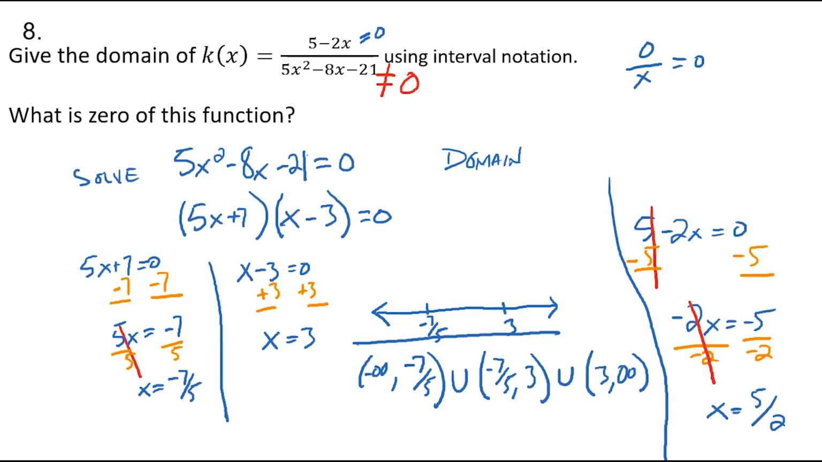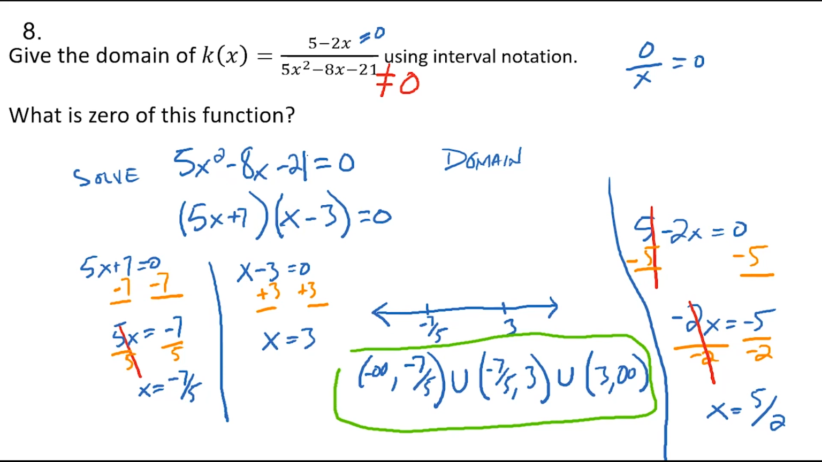So here is our domain, first of all. I'll use a different color so it stands out. Here's our domain in interval notation. And then here's the zero of our function over here. This is the only value that will result in our function equaling 0.